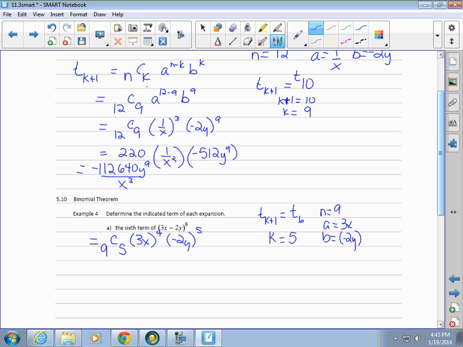Okay, now I didn't actually calculate mine out past that, so on your calculators you can just do 9 choose 5, find that. 3 to the power of 4, I think that's 81, x to the 4th, and then negative 2 to the power of 5. That's 32 or 64, I can't remember. Multiply them together and you'll get your answer.